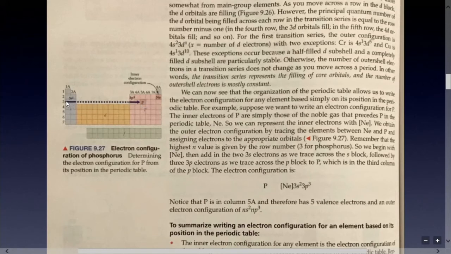So obviously I'm filling the S block, so I'm going to put 3, because I'm in the 3rd row, 3s2. So there you have it, 3s2. Now I'm not entering the D block, am I? I'm on top of the D block. So I don't have to put anything there.